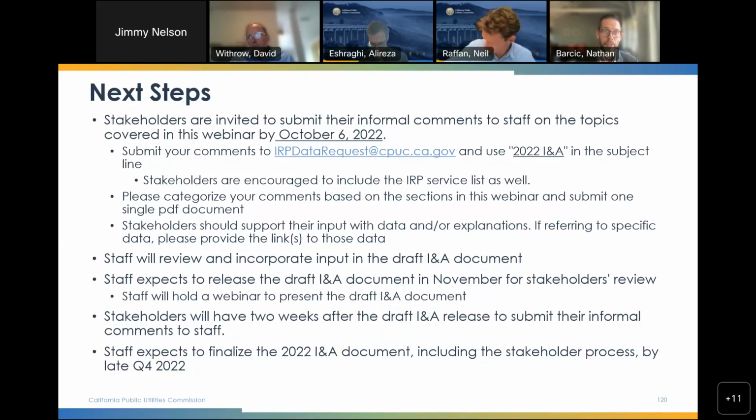Please, and this isn't just a favor to us, but will actually help your comments get digested and used better. Please categorize your comments based on the sections of this webinar. When you go back to slide 5, the agenda slide, you'll note numbers associated with each of the topic areas that we just covered. If you could please organize your comments according to that system, that would be very helpful in our consumption of your information and making use of it.